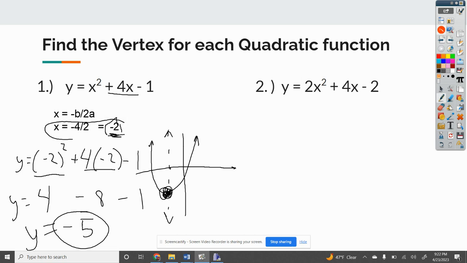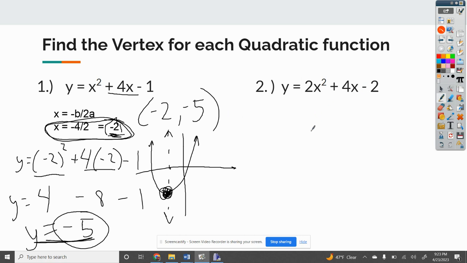So finding this number -2, that was our x coordinate. And what I just did to find y, that's our y coordinate. So this point, (-2, -5), that's our vertex. That's where this point is on the graph. It is down there, actually. So that's it, we found our vertex.